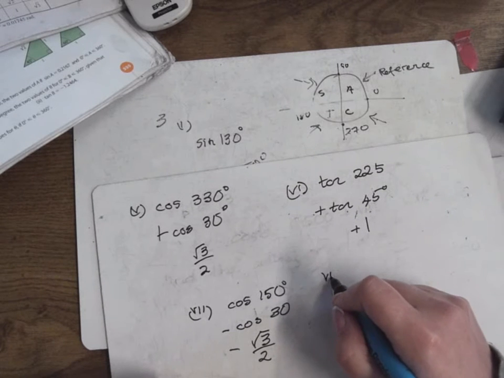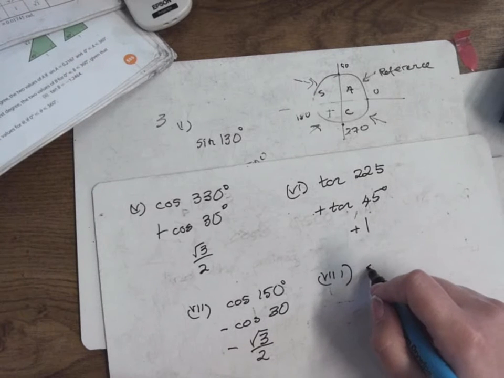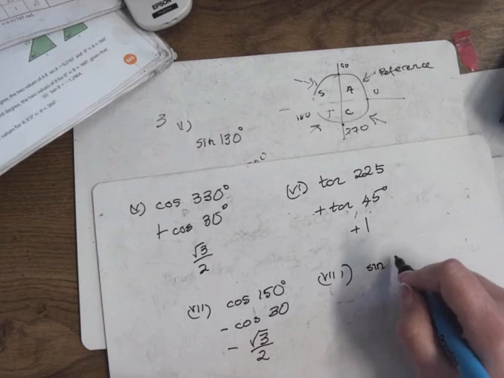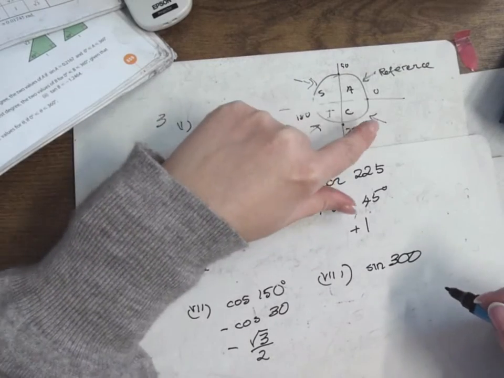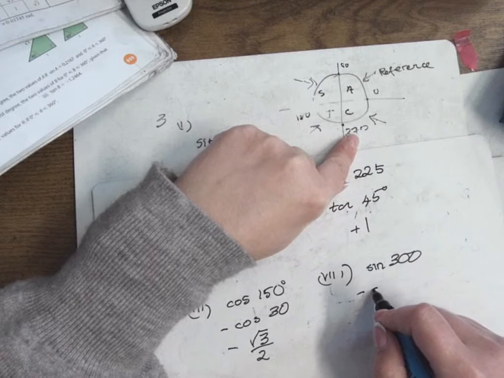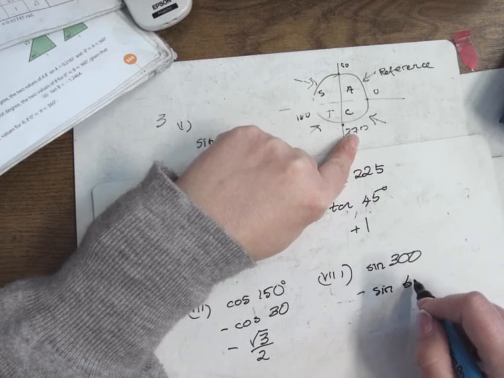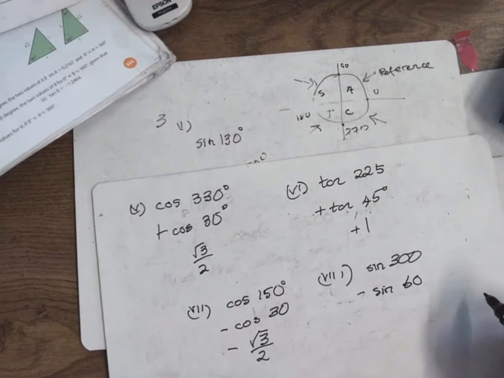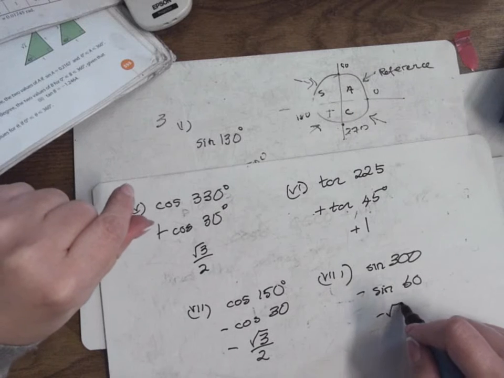Right, part 8, sine of 300. I'm nearly finished. Sine of 300, so 300 is in here, sine positive or negative? Negative. What's the reference angle? 60. Okay, so negative sine 60, sine of 60 is root 3 over 2 when you put a minus in front of it.